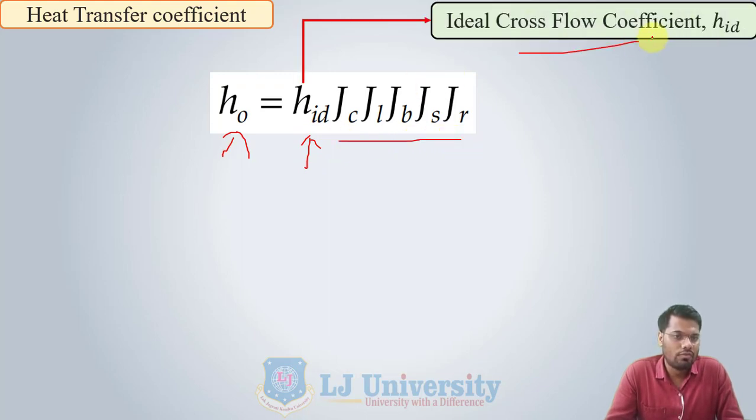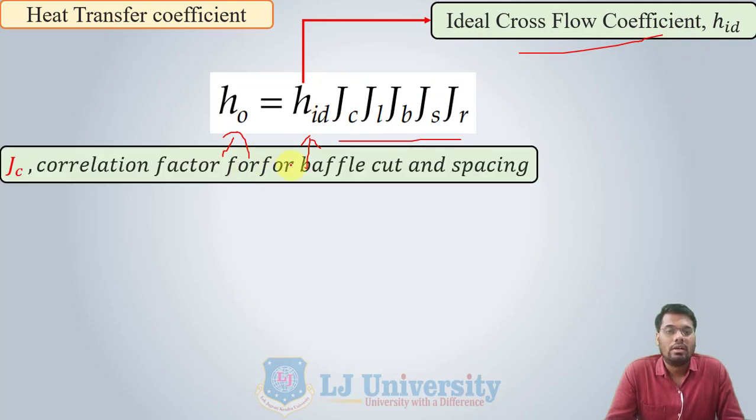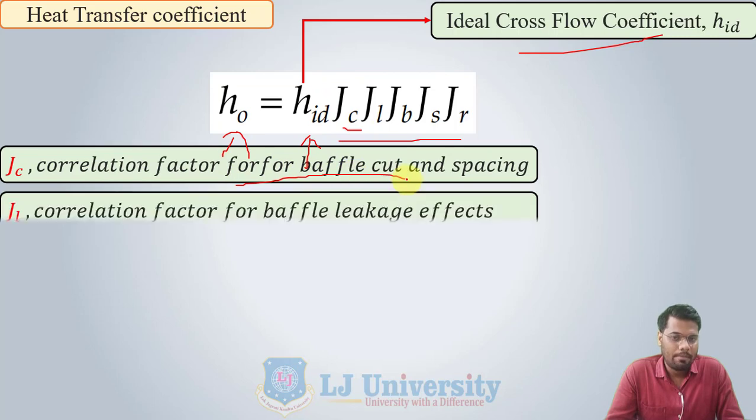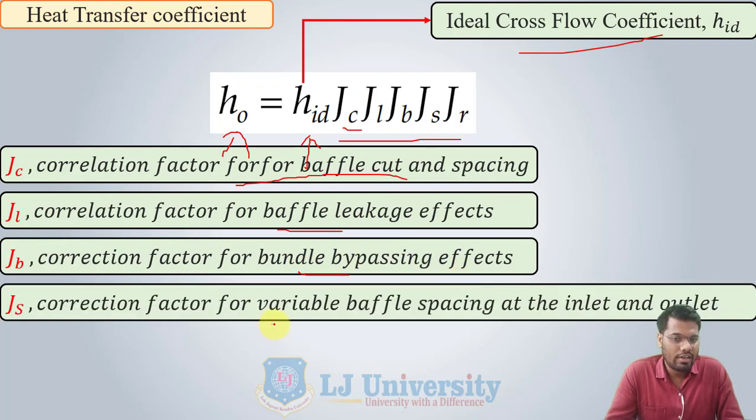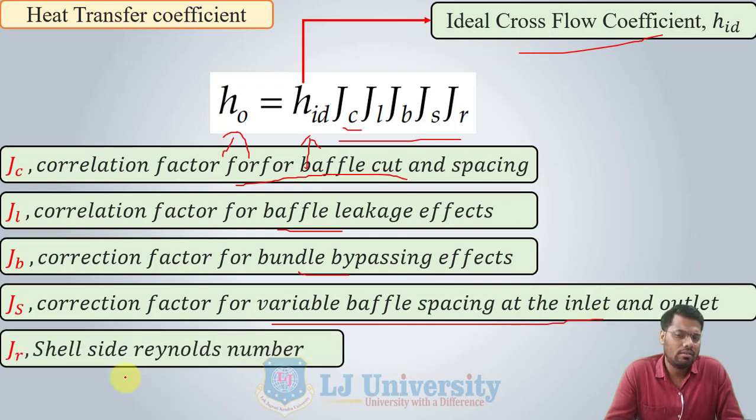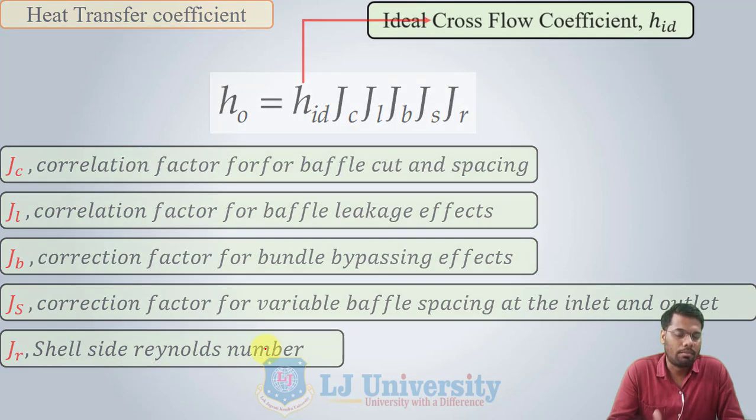This is the ideal cross flow heat transfer coefficient. Now JC is the correction factor for the baffle cut and spacing. JL is the correction factor for the baffle leakage effect. JB is the correction factor for the bundle bypassing effect. JS is the correction factor for the variable baffle spacing at the inlet and outlet, and JR is the shell side correction factor for different values of the Reynolds number.